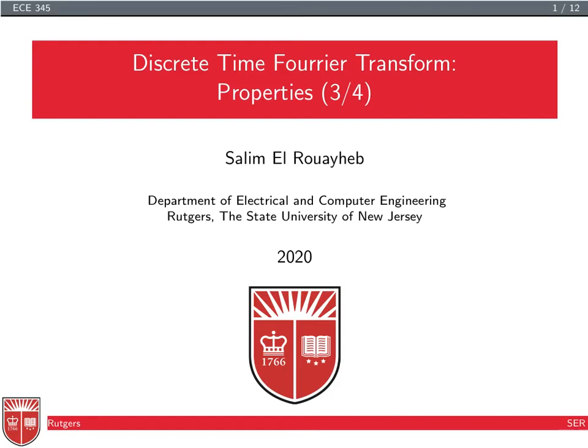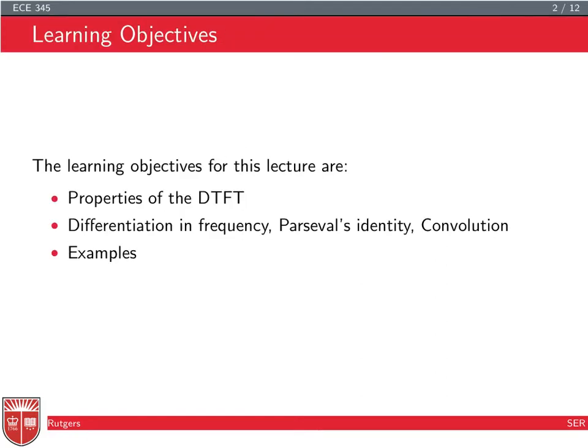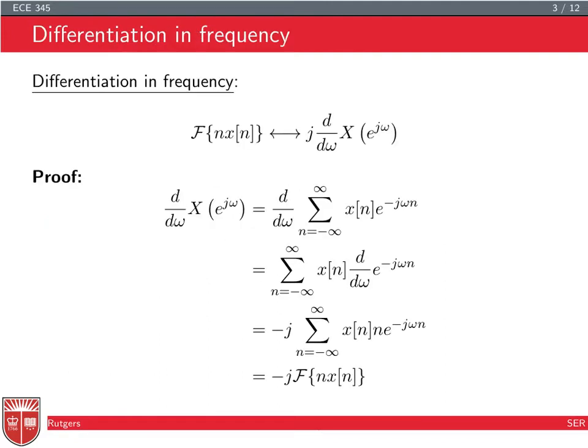This lecture is the third part in a series that discusses the properties of the DTFT. In this lecture, we will talk about differentiation in frequency, Parseval's identity, and convolution, and we will also discuss some examples. Let's start with differentiation in frequency.